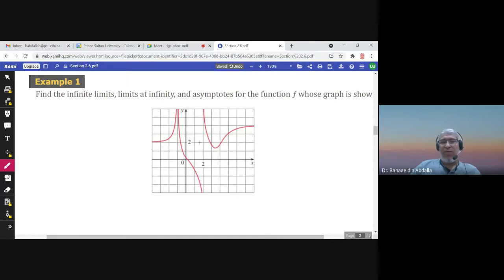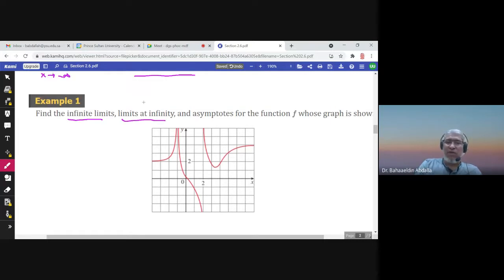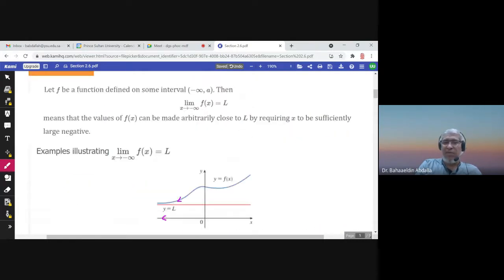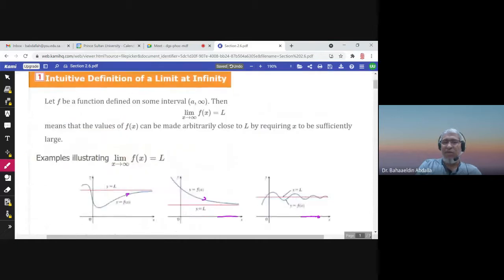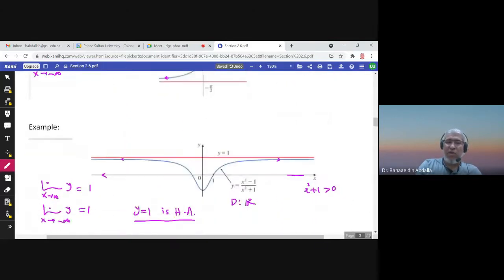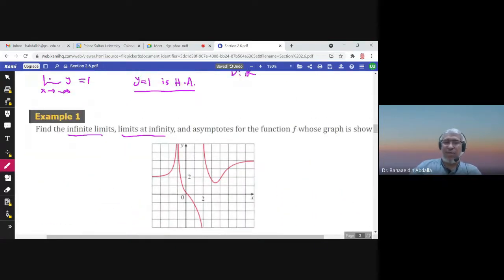Find the infinite limits. Limits at infinity. Well, there is a difference between infinite limits and limits at infinity. This section is limits at infinity. So when he asks about limits at infinity, he is asking about the limit as x approaches positive or negative infinity.